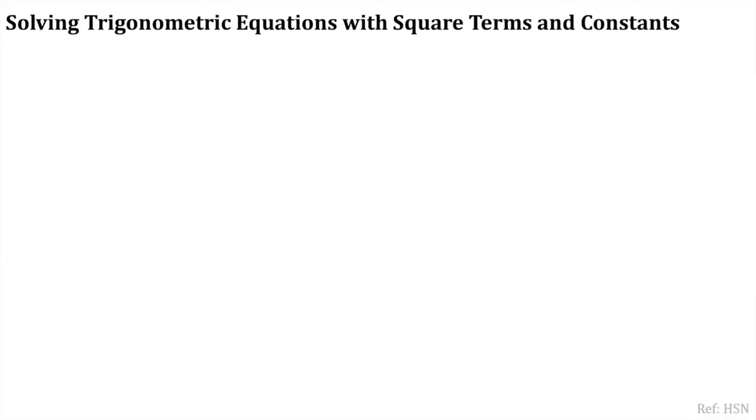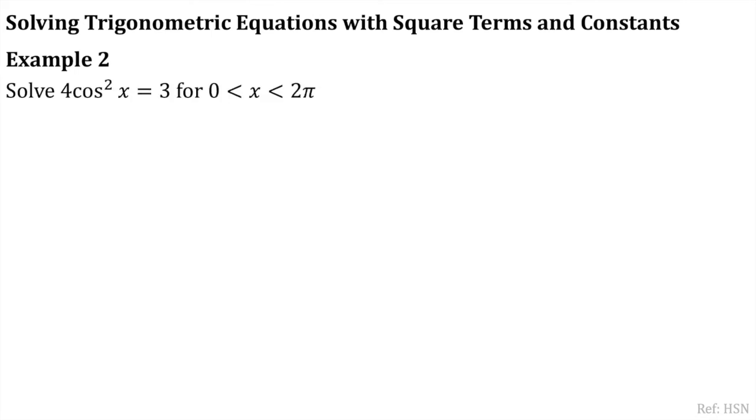Okay, welcome back folks. We'll take a look at another example. The last one was in degrees, so we'll do one in radians this time. So we want to solve 4 cos squared x equal to 3 for x lying between 0 and 2 pi. So our solution then, we know that 4 cos squared x is equal to 3, that's what we were told.